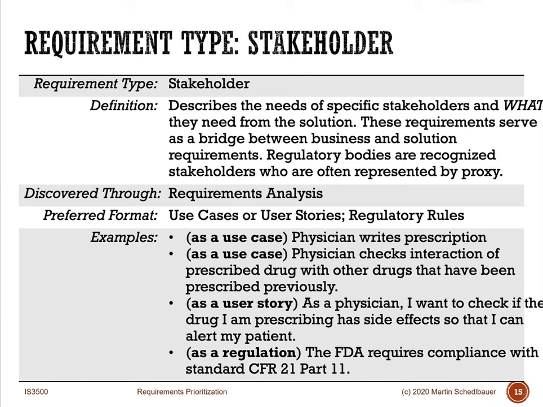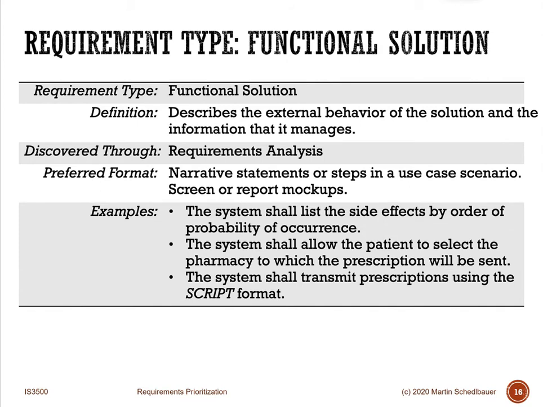And they will eventually be broken down further into functional requirements, or precisely functional solution requirements. Very specific requirements that the solution is going to have to possess. And they're often built as narrative statements, or they're described within a use case, or they're often described in screen or report mock-ups. So there's various ways of expressing those, but they're very, very detailed. So what we've done is we've broken it down. From business, you get lots of stakeholder requirements. Stakeholder requirements are further broken down into functional solution requirements.